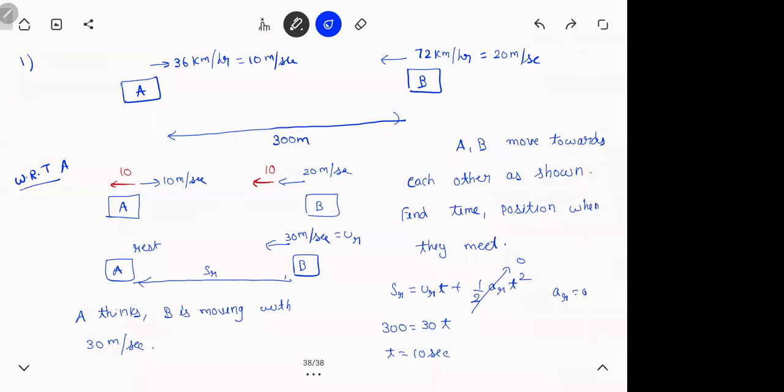Done? Now you want to find this thing. Now tell me one thing. When you see from the ground frame or you see from A or B's frame, the time they will meet is 10 seconds only. Time will not get affected because you're seeing from some other place.